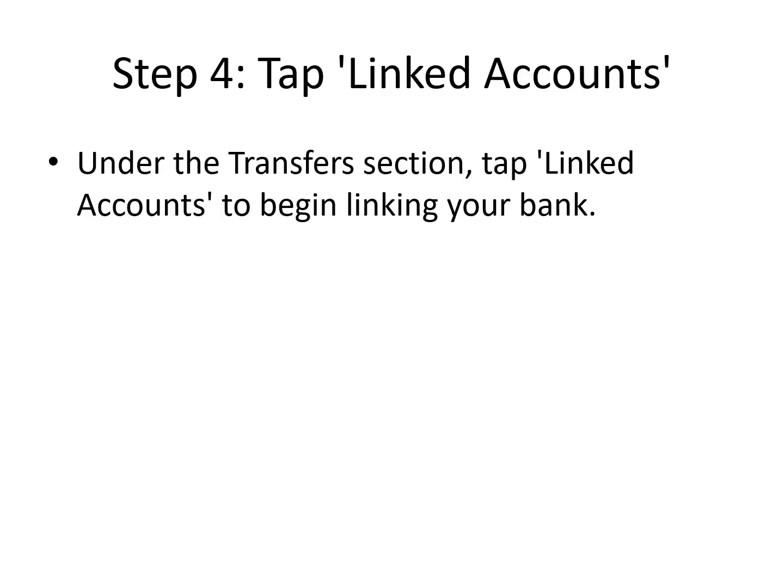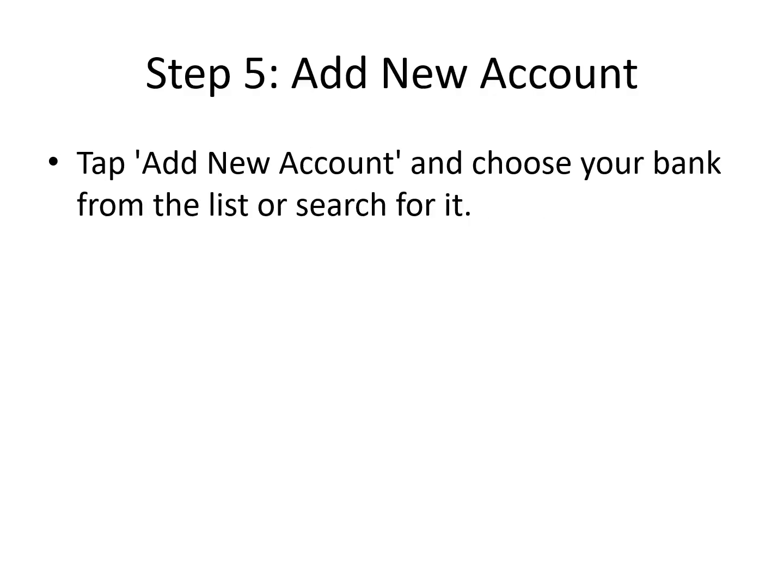Within the transfer section, find and tap on Link Accounts. This will show your current connections and allow you to add a new one. Tap Add New Account and you'll see a list of bank accounts to choose from. You can also search for your bank using the search bar.